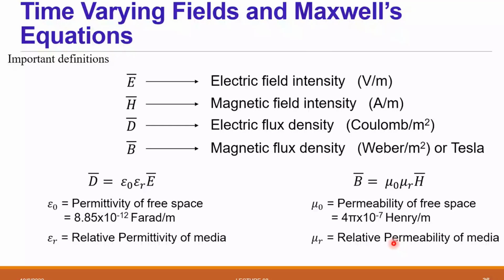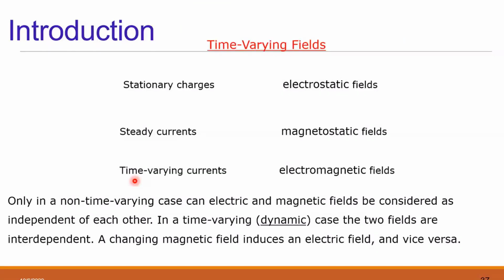in the steady state there are stationary charges. In electrostatic fields, and in magnetostatic fields there are steady currents, but in electromagnetic fields both the charges will move with respect to time, and hence they will constitute a current, and that current is again time varying. So this time variation will cause a varying magnetic field, and that is why the equations will change.